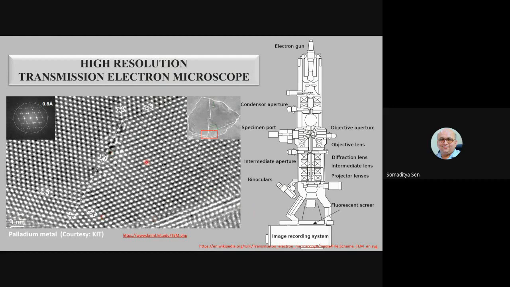This is a palladium metal electron microscope image. This is a favorite picture of mine to explain the transmission electron microscope, where you can see there are crystallites. This is part of the same particle, but you can definitely see one crystallite here, another here, another here, and another here, and there is a separation in between which demarcates the domain of one crystallite from the other.